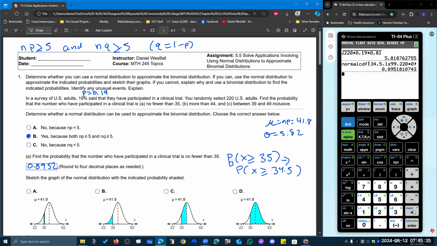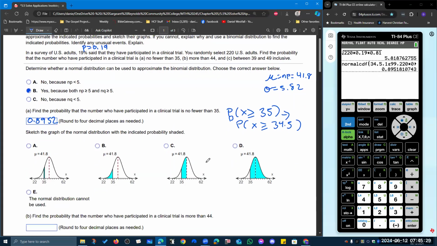Now, which graph looks correct here? All of them have the mean of 41.8. We have greater than or equal to 34.5. That looks like this one right here.